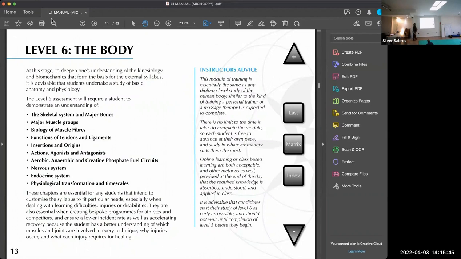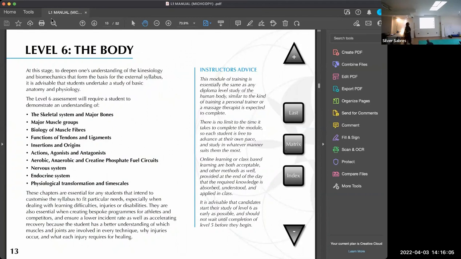You need to understand adrenaline, cortisol, how they affect your intellect, how they affect your body. It's fine. Right, instructor's advice. This model of training is essentially the same as any diploma level study of the human body, similar to the kind of training a personal trainer or a massage therapist is expected to complete.